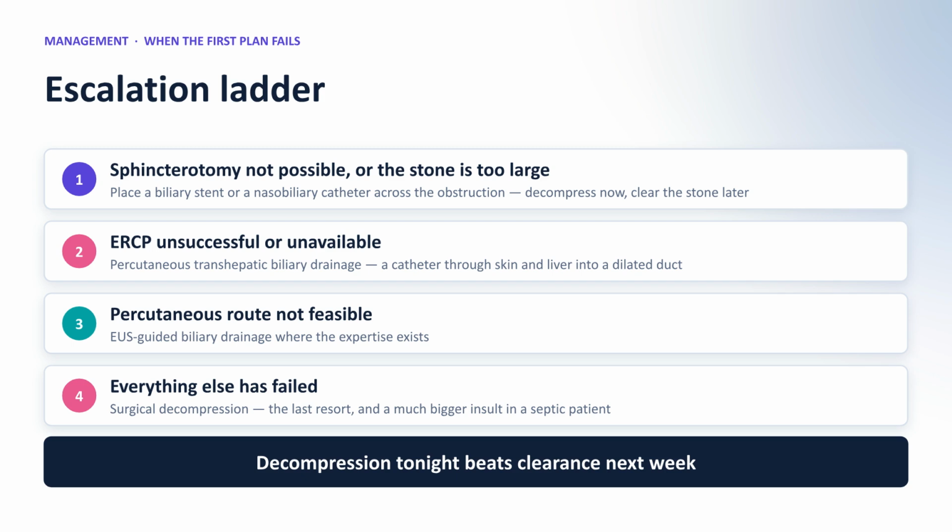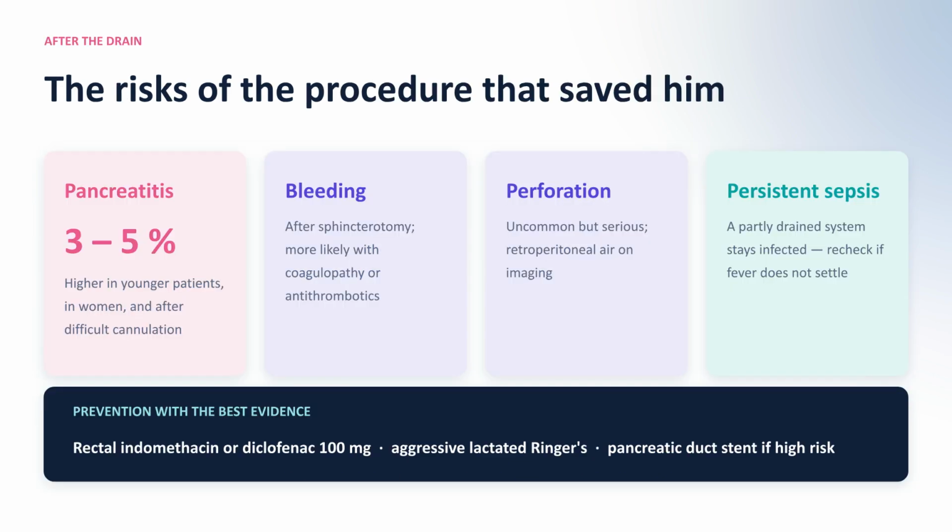Endoscopic ultrasound-guided drainage is another route. Surgery is the last resort. Decompression tonight beats clearance next week. ERCP has real risks, and you should consent for them.